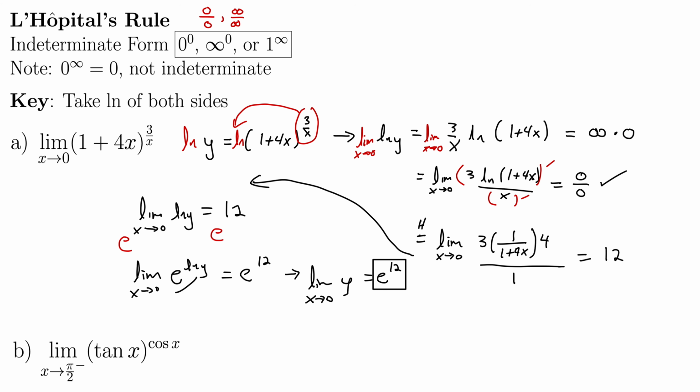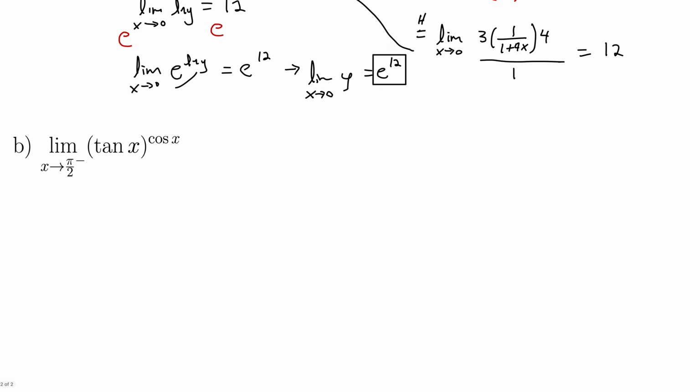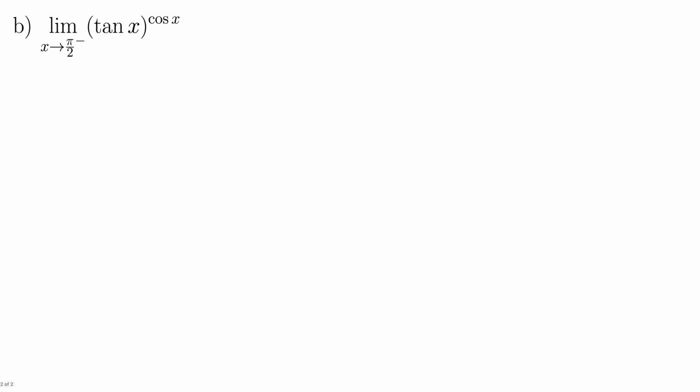Let's try part B. We have the limit as x goes to pi over 2 from the left, scrolling up there, kind of hard to read, of tan x all to the power of cos x. Okay, well this is of the form infinity times 0. How do I know that?